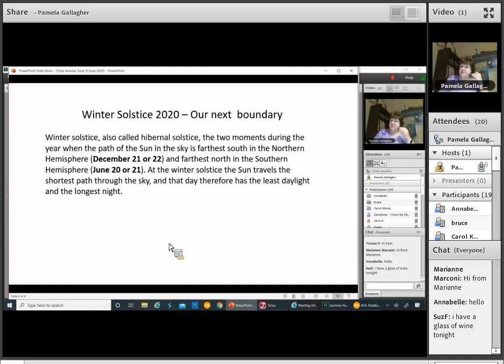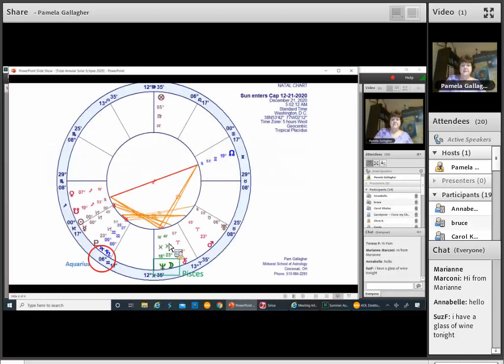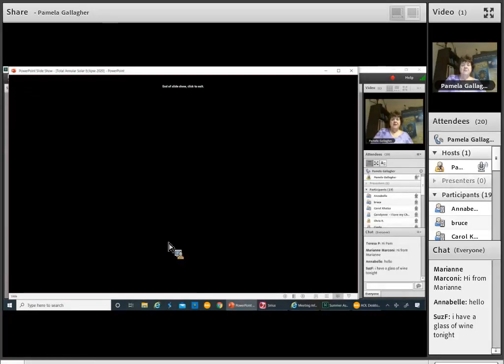And that's when the sun is on the Tropic of Capricorn, the shortest. For us, it is the winter solstice. It's the shortest day of the year, longest night. And we'll come to that.